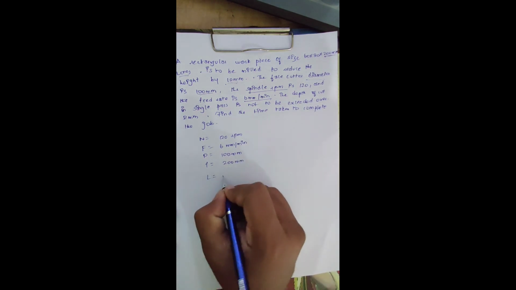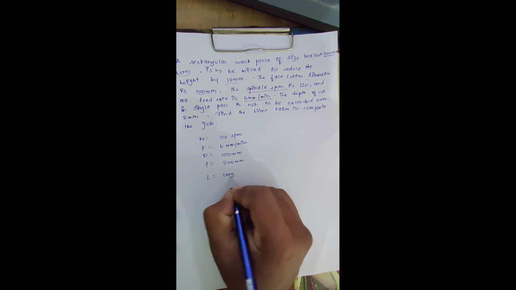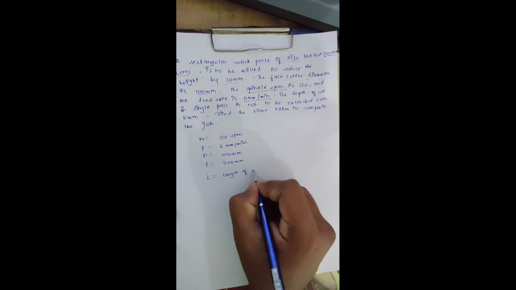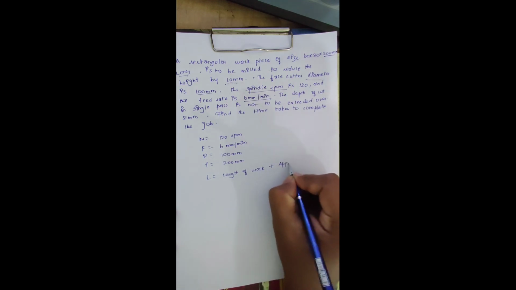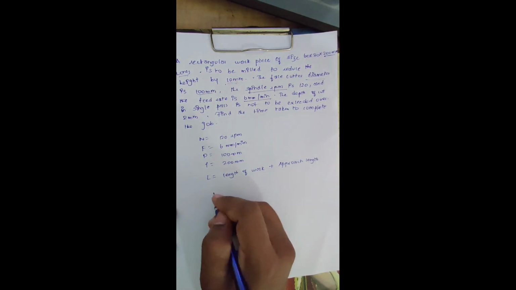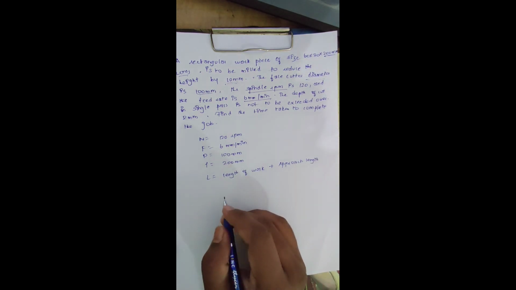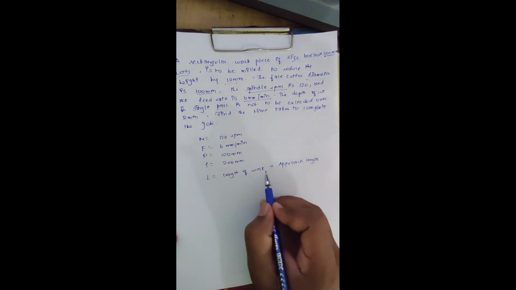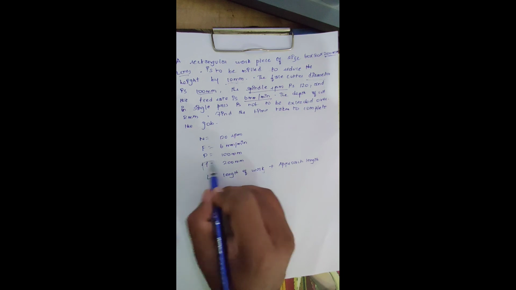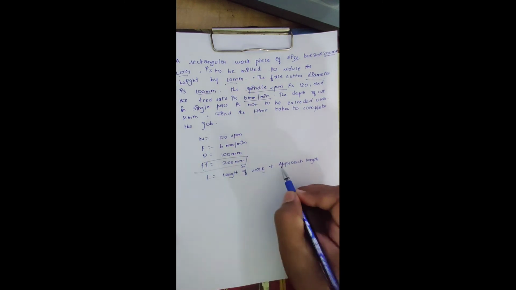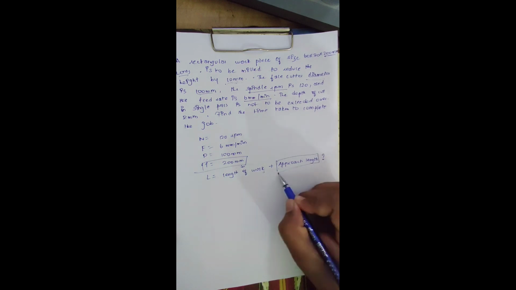L is equal to length of work plus approach length. So this is the formula. First we have the length of the work, 200 mm, but we don't know the approach length, so we have to calculate the approach length.